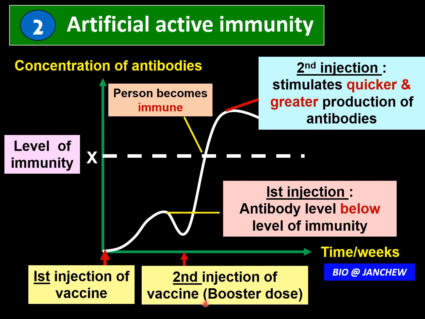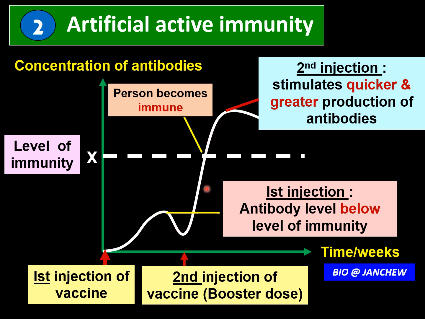Thus, a second injection of vaccine may be needed, and this is called the booster dose. Sometimes there's even another booster dose, a third injection of vaccine. But anyway, in the second injection of vaccine or the booster dose, some more antigens, some more weakened pathogens or toxins are injected into the person. And now this time, when the lymphocytes are exposed to the same antigens again, the second time, the production of antibodies is now faster and also greater than the first time here.